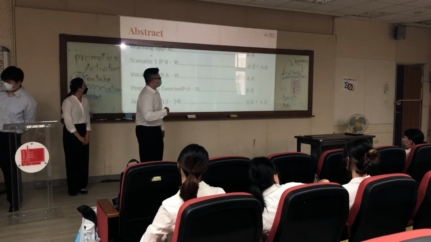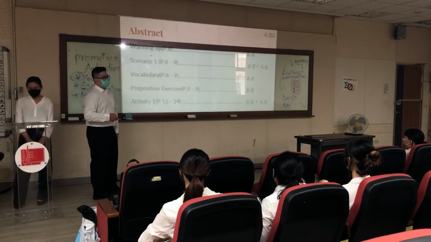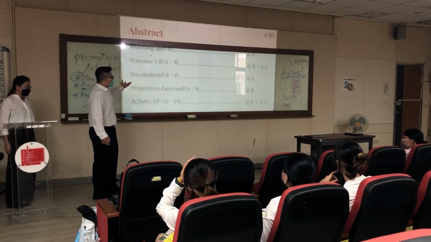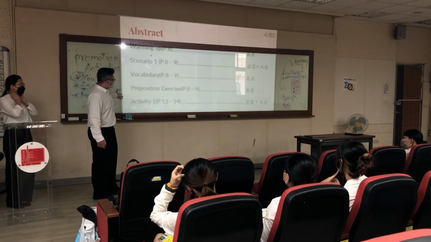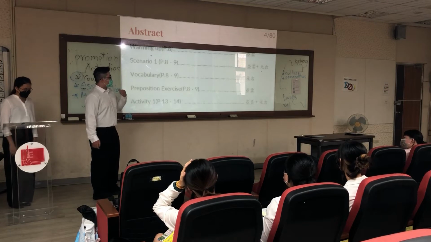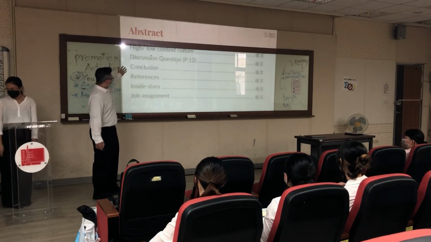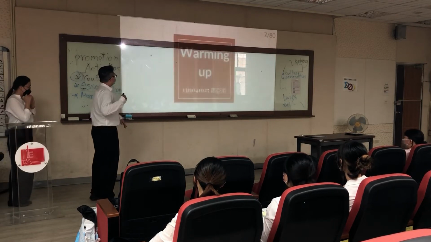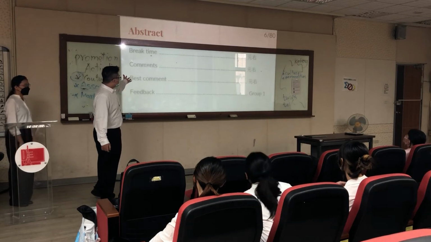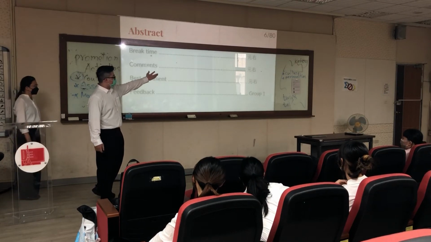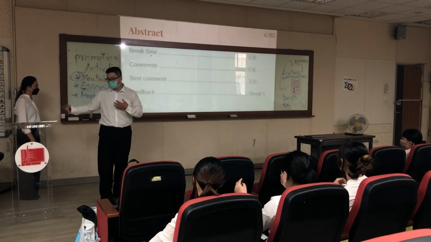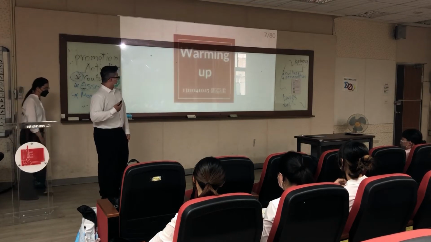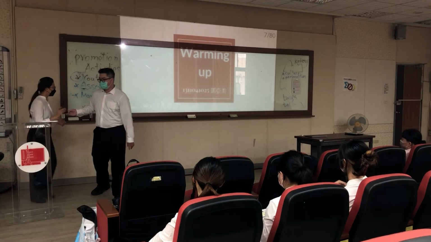Now I'm going to talk about our abstract, so-called outline. As you can see, this is our outline. You can take a photo of it. From warming up to activity 1, they will be in charge by Yuan You and Yarou. And from high-low context culture to job assignment, they will be in charge by me. And from break time to best comments is in charge by Yuan You. And for feedback, all of us, the teammates, will give our own ideas about the presentation. So now I will give the floor to Yarou for warming up.